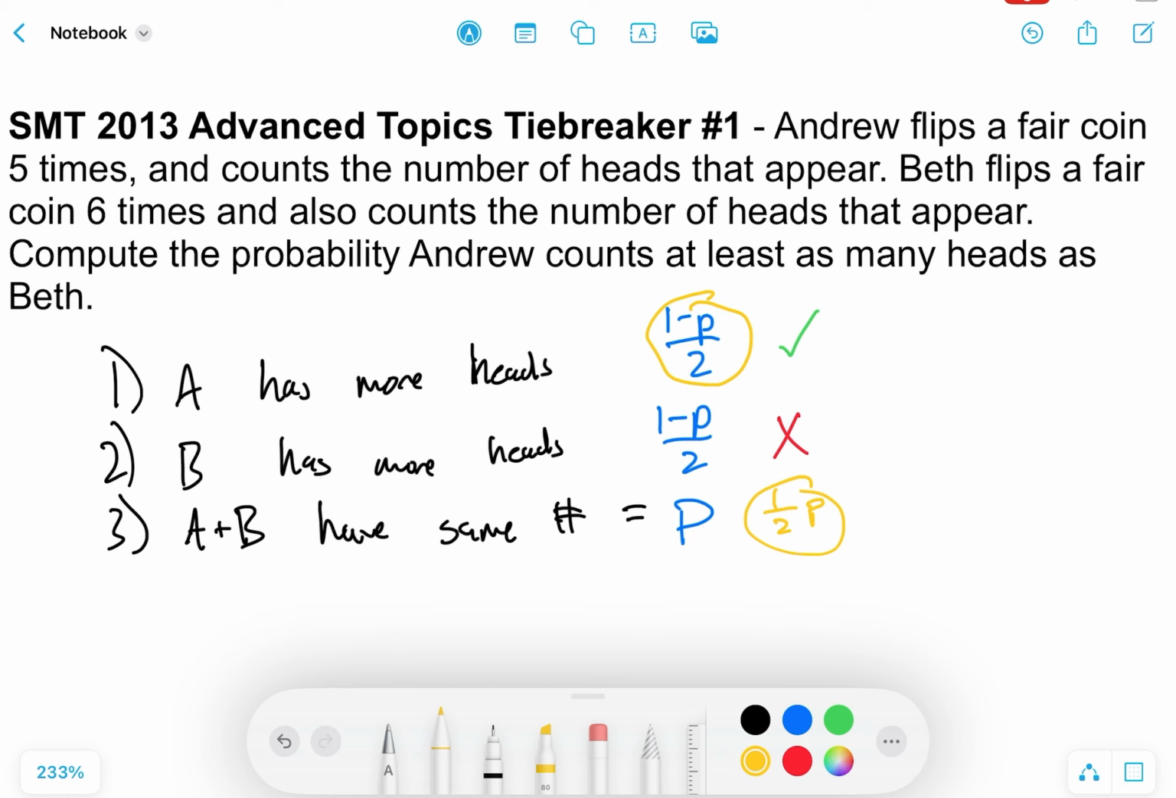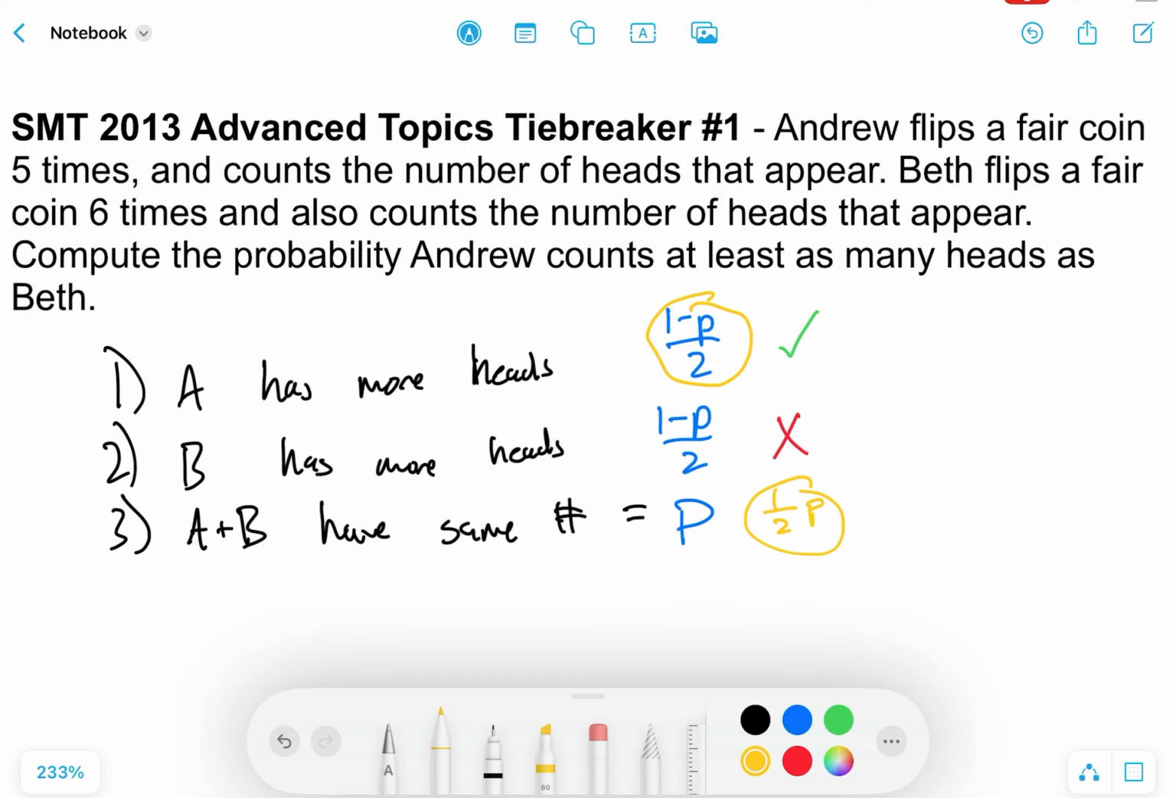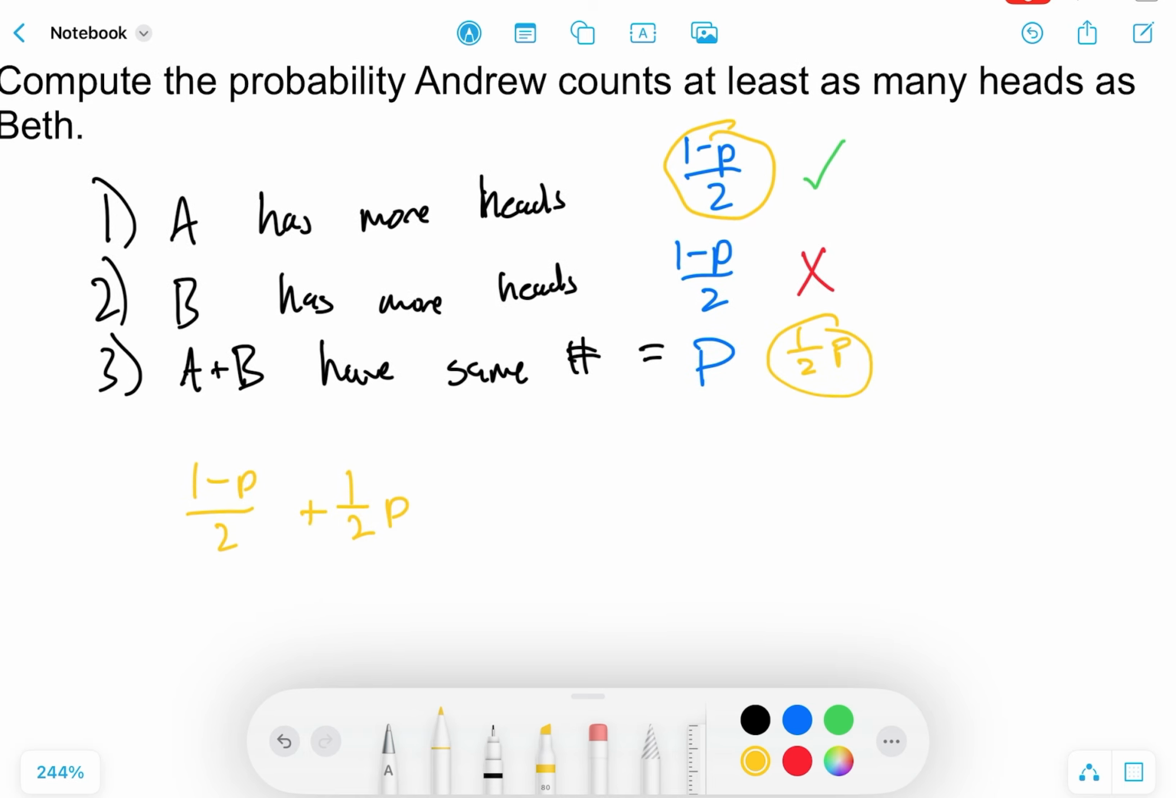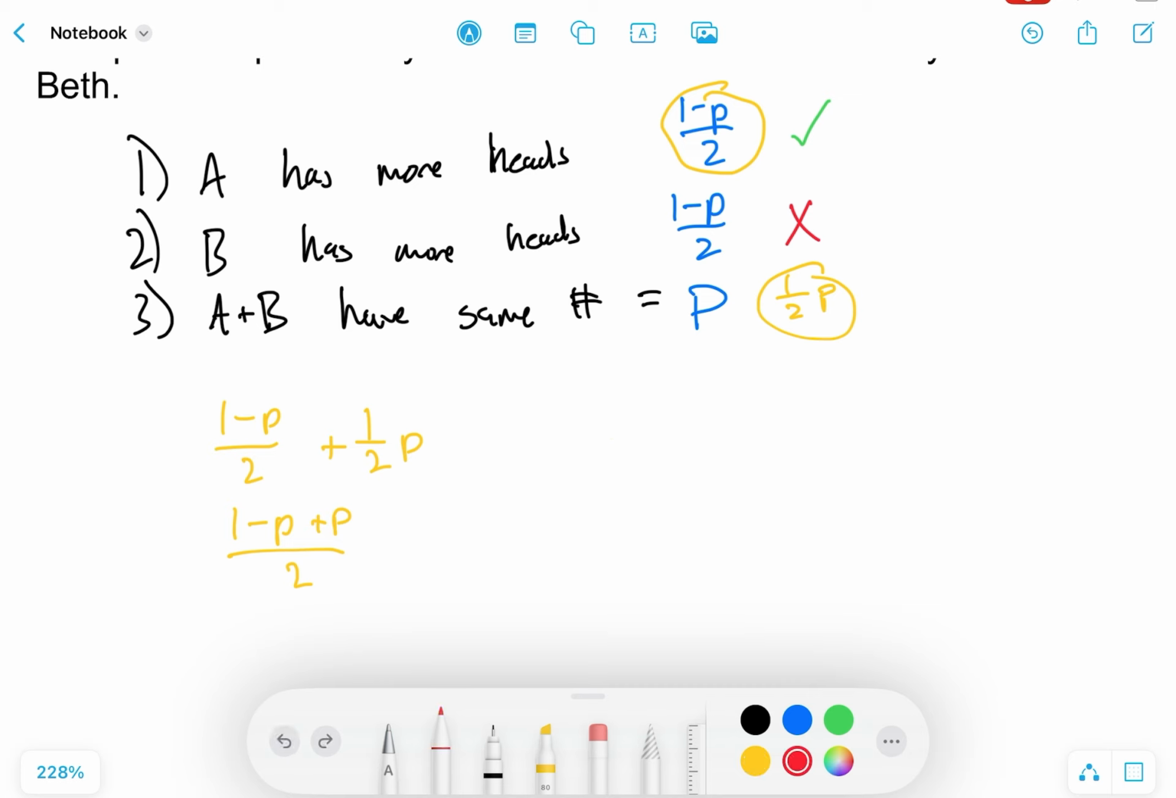So why don't we add these two up? When we add these two up, we get (1 minus P) over 2 plus 1/2 P. Well, we have a variable that's kind of annoying, but maybe they cancel out. Let's see what happens. If we get everything under one fraction, we see that 1/2 P and negative 1/2 P cancel out. And then you just get left with 1/2. So the probability is surprisingly 1/2.